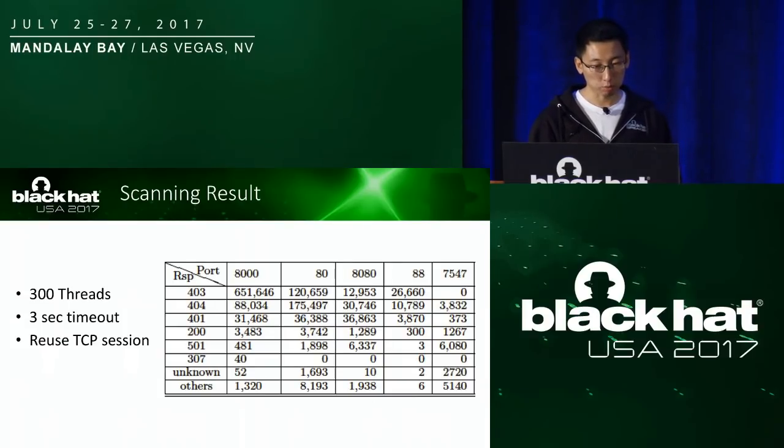Then we deploy our IoT scanner on 2 machines in our lab, and we put all of the filtered requests from the raw request table into a Redis queue, and we scan. Our scanner will periodically fetch requests from it, and then we send 300 different requests each second and set the timeout at 3 seconds. To speed up the scanning process, we also reuse the established session to send the requests.